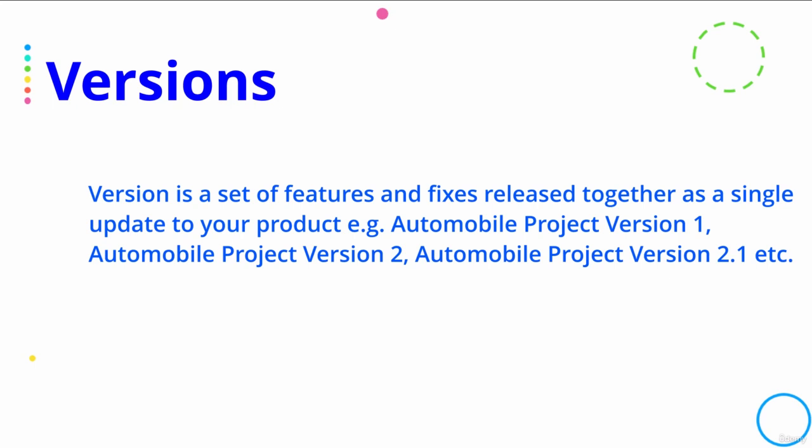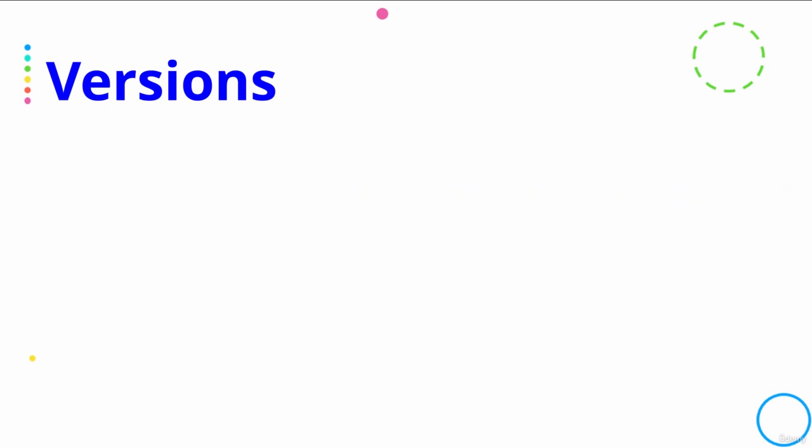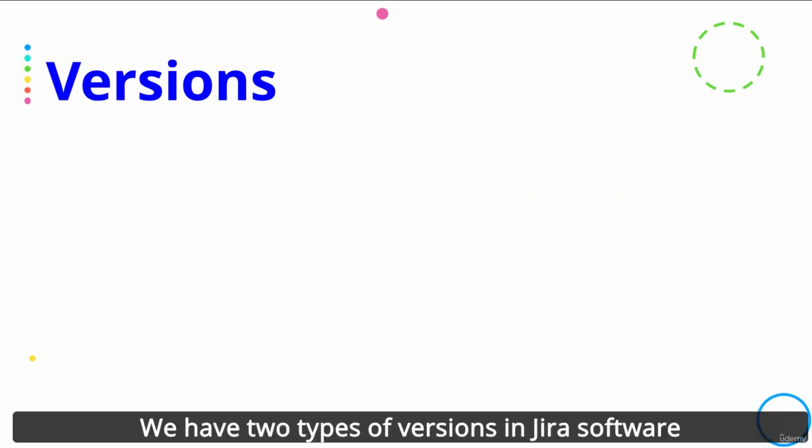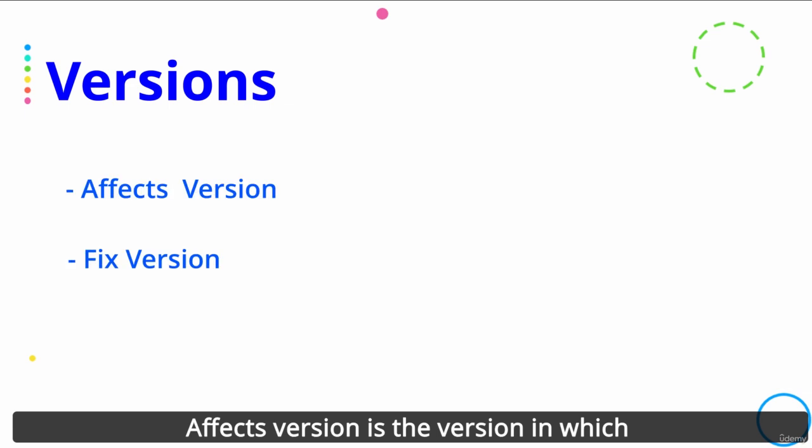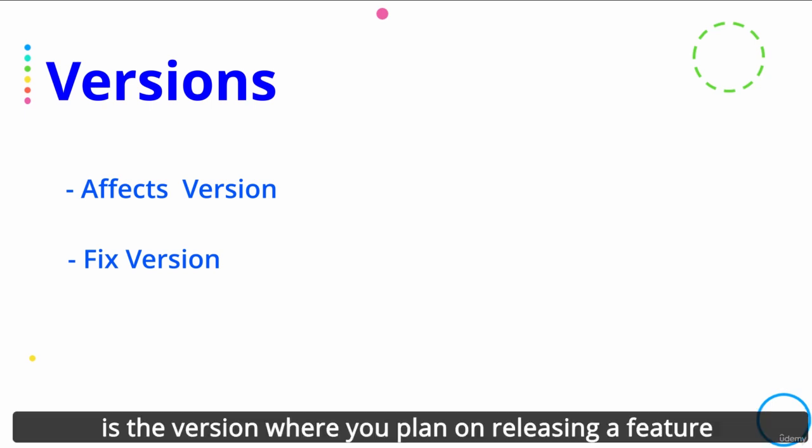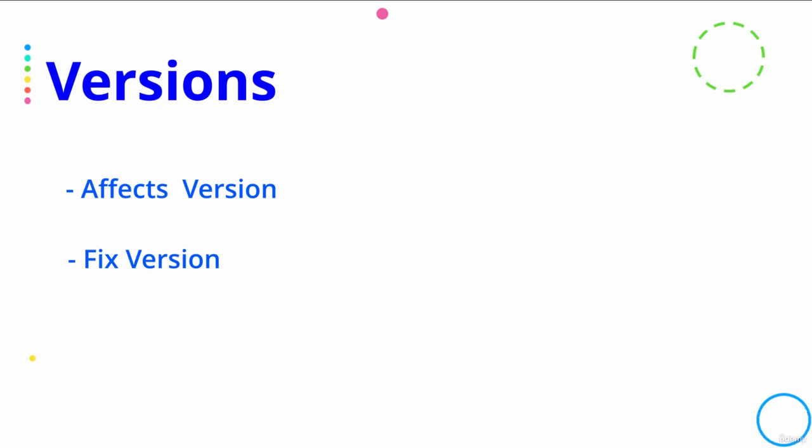Version is a set of features and fixes released together at a single update. For example, Automobile Project version 1, Automobile Project version 2, Automobile Project version 2.1. We have two types of versions in Jira. Affects version is the version in which a bug or problem was found. Fix version is the version where you plan on releasing a feature or bug fix to customers.